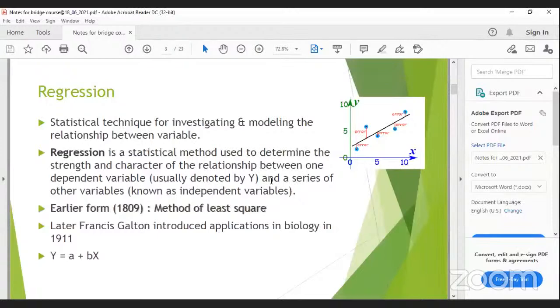What is that? This is the equation y is equal to a plus bx, where y is your dependent variable and x is your independent variable, and that was introduced by Galton in 1911. The first applications were given by Galton, which are actually applications of regression. So what is a regression? Regression is just a modeling technique.